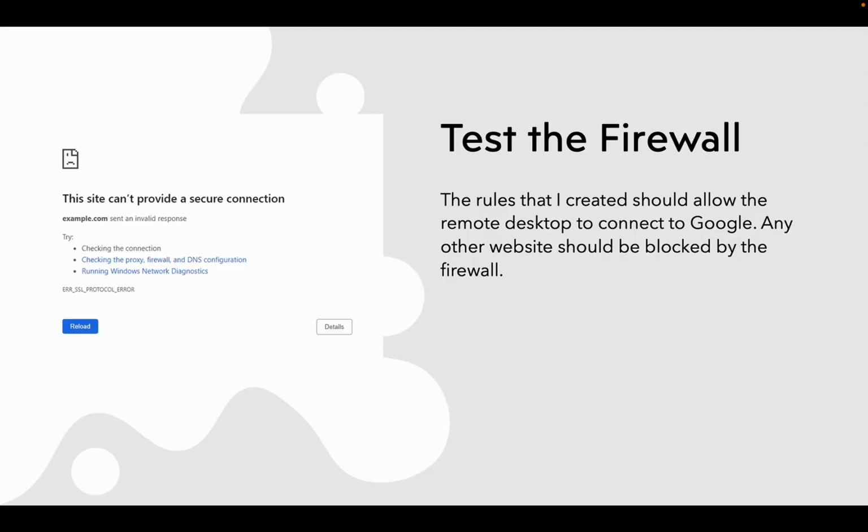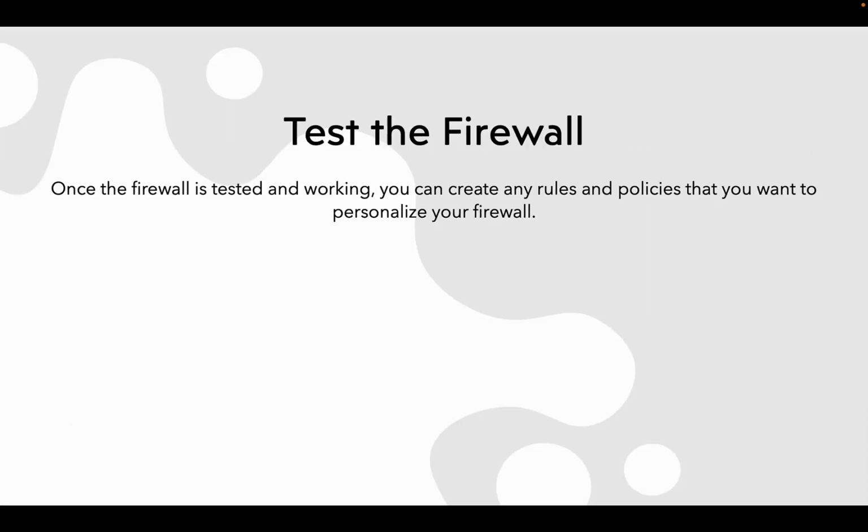The rules that I created should allow the remote desktop to connect to Google. Any other website should be blocked by the firewall. Once the firewall is tested and working, you can create any rules and policies that you want to personalize your firewall.